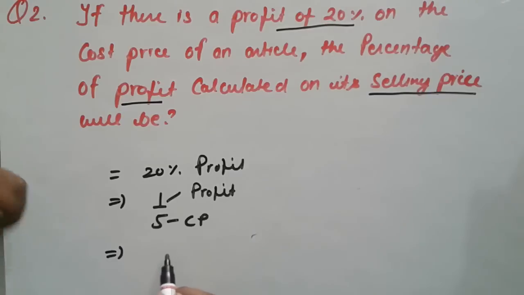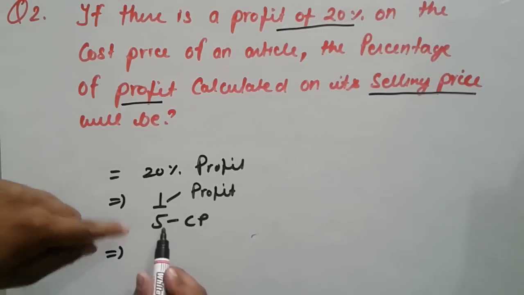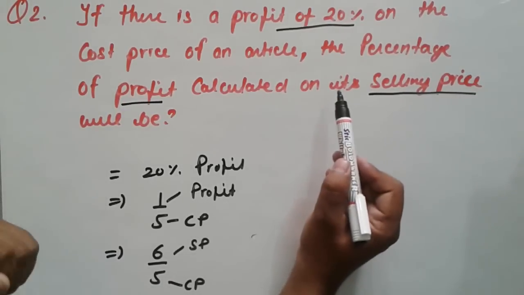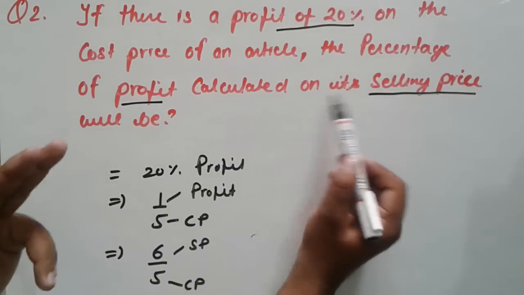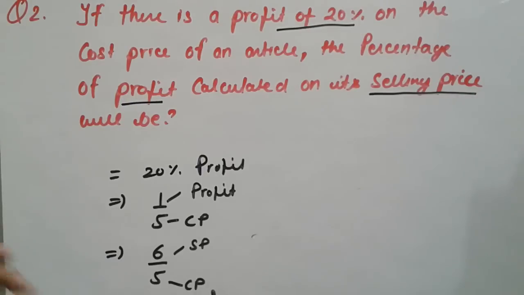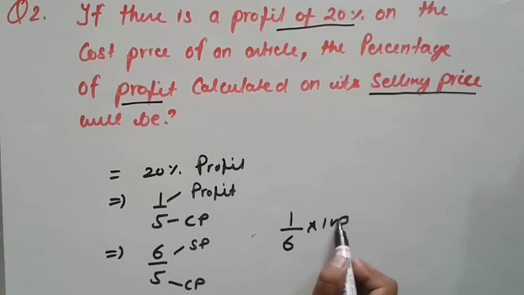Now we can calculate the ratio of selling price by cost price. Our selling price would be 5 plus 1, 6/5, selling price by cost price. But here we have to find the percentage of profit calculated on its selling price. Here the profit is 1 but the selling price is 6. So we have to calculate the percentage.